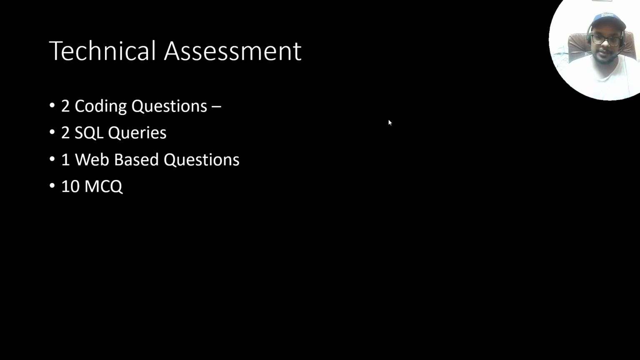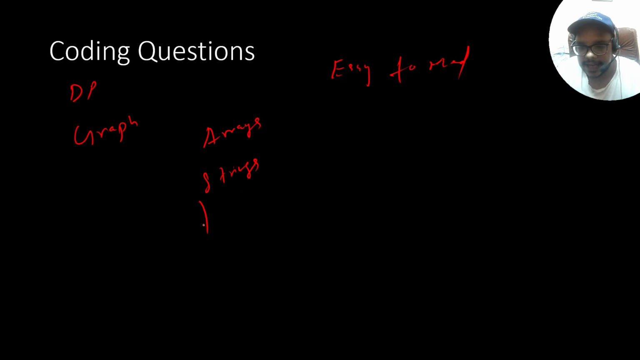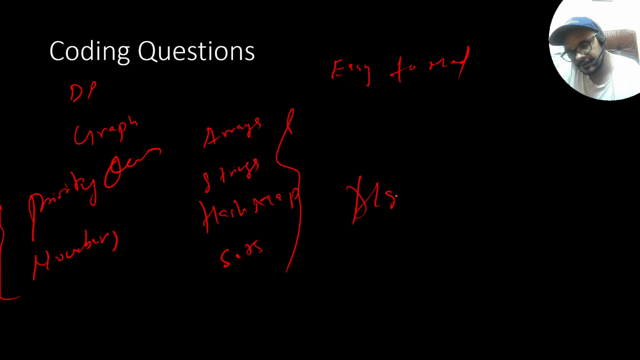Now talking about the coding question, what kind of coding question do they ask? They will not ask you DP, they will not ask you graph. Then what kind of coding question will they ask? They will ask easy to medium questions on arrays, strings, hash map, sets, priority queue. There can also be questions on numbers.